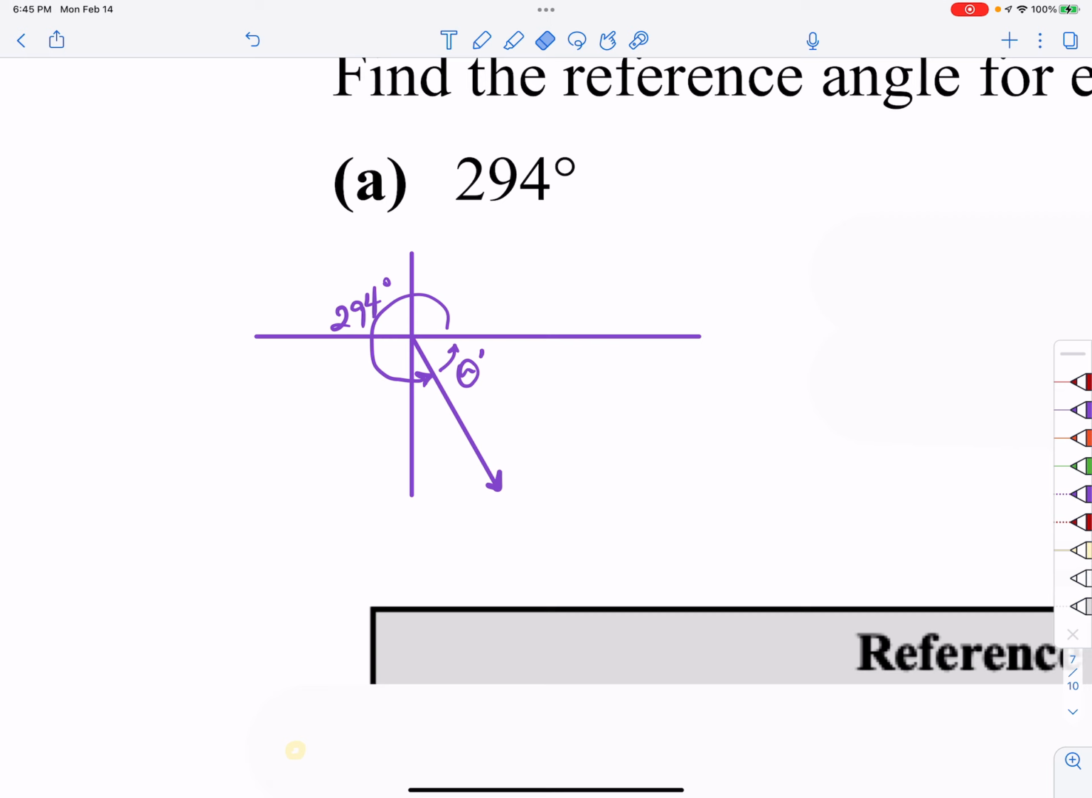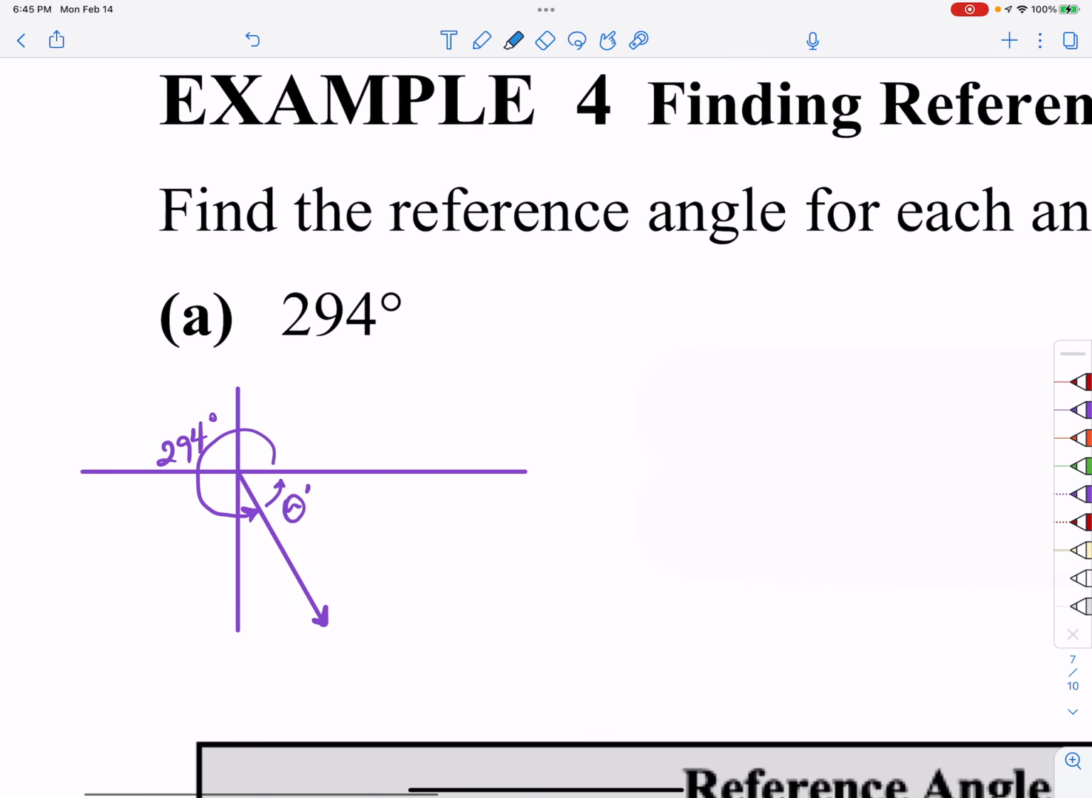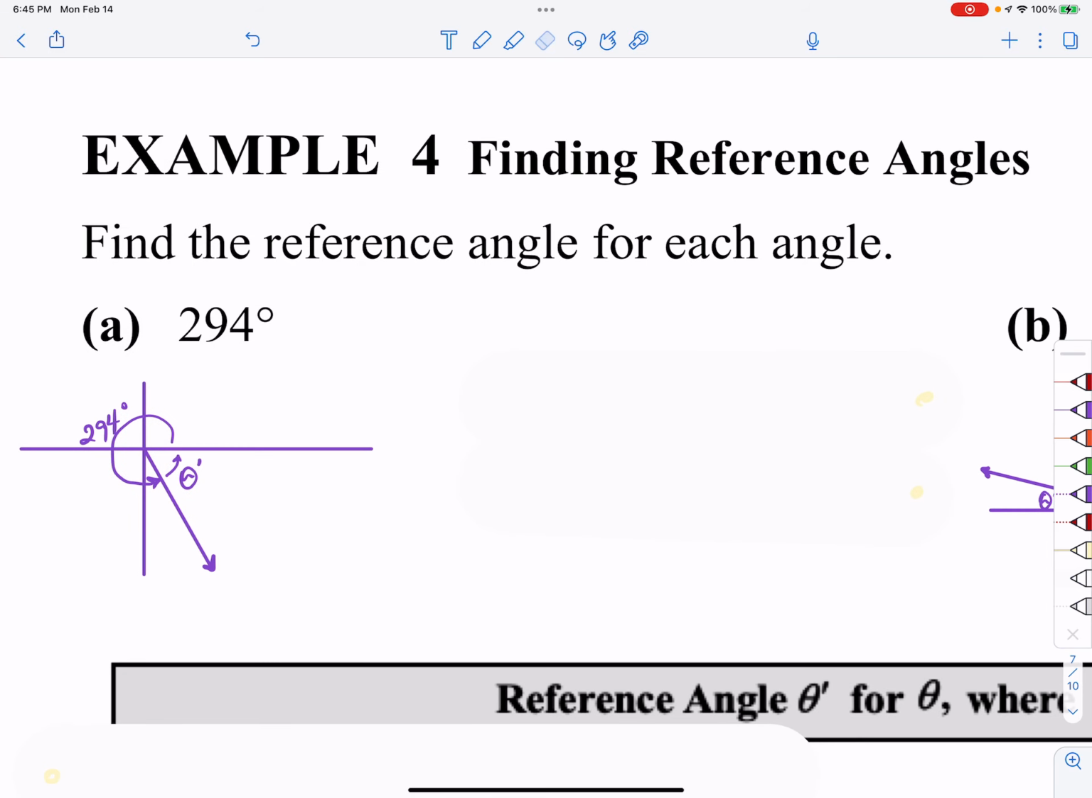So you notice 294 degrees. I've already drawn it on the x and y axis. The positive angle that's formed by the x-axis and the terminal side is this angle right in here. Okay, so then what value is that angle? Well, that is going to be 360 degrees, which is the closest x-axis, minus the 294, which is going to be 66 degrees. So my theta prime then, we would say, is 66 degrees. The reference angle is 66 degrees.